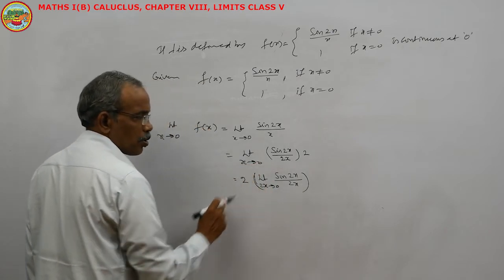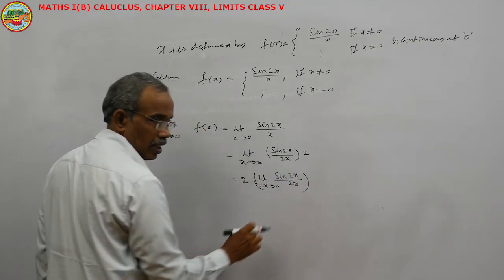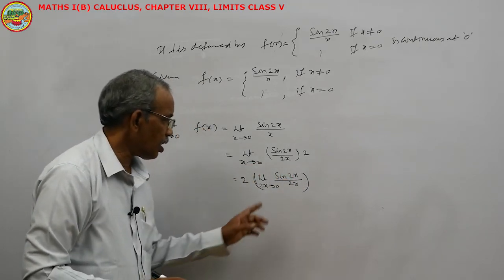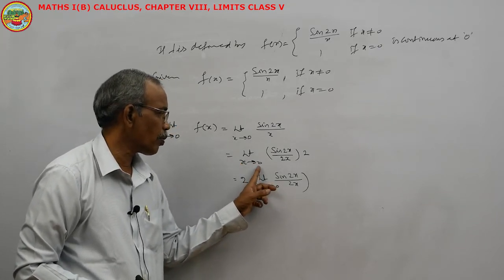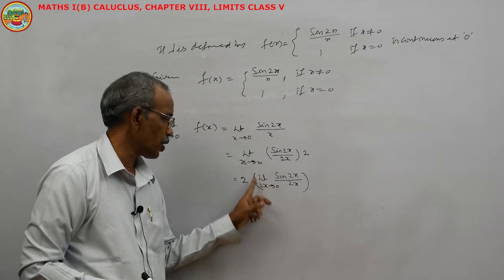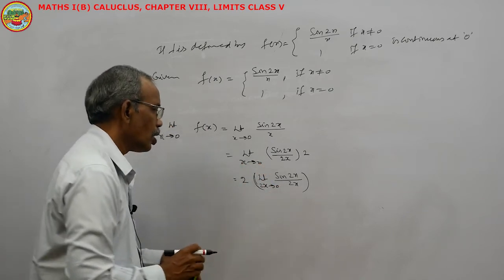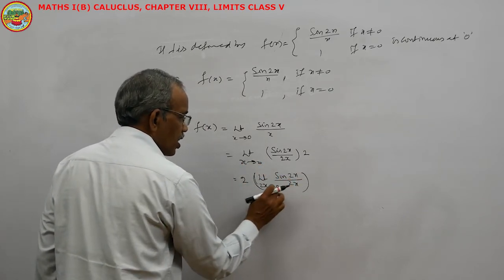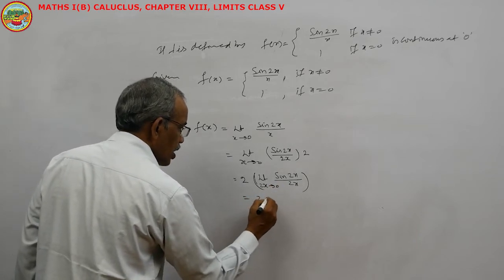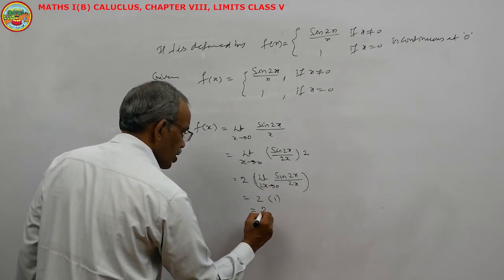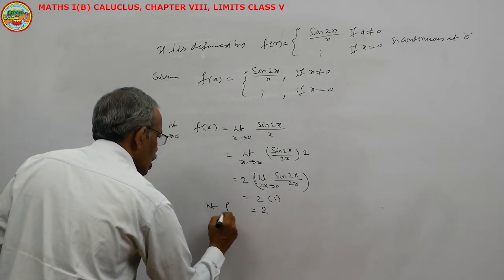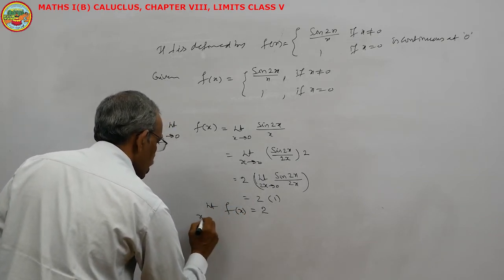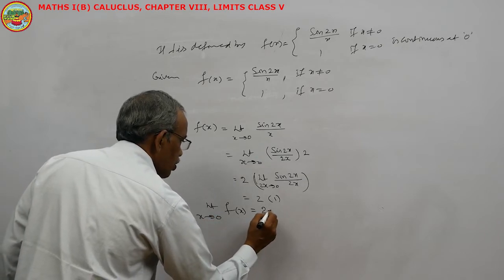Given that x tends to 0, we need sin theta by theta as theta tends to 0. Here theta tends to 0 because x tends to 0, and multiplying by 2 gives 2 into 0, which is 0. We know that sin theta by theta as theta tends to 0 is equal to 1. That is equal to 2 into 1, which is 2. Therefore, limit of f of x as x tends to 0 is equal to 2.